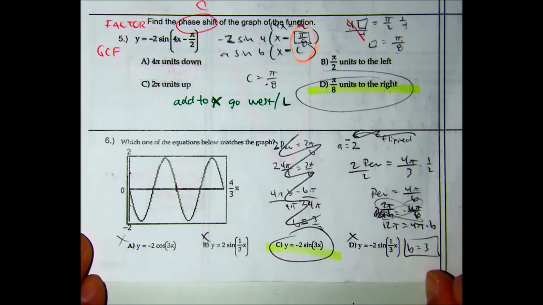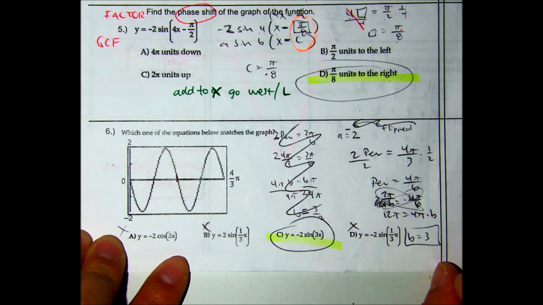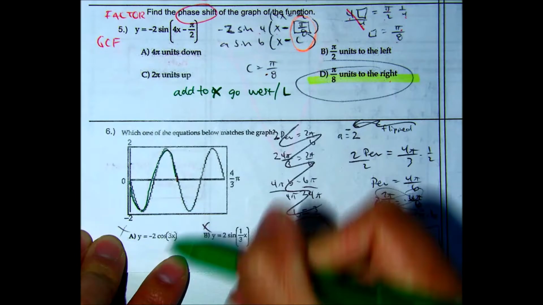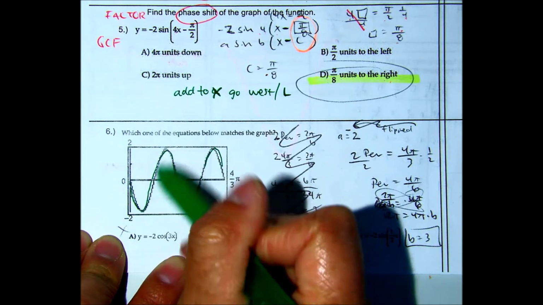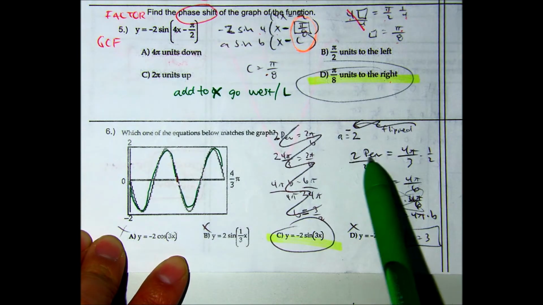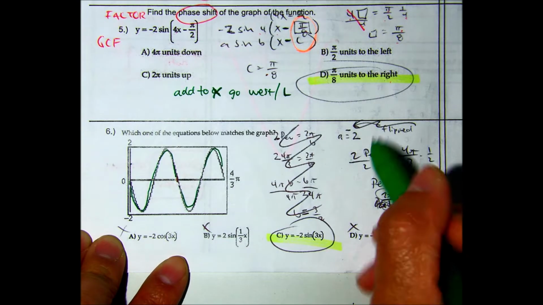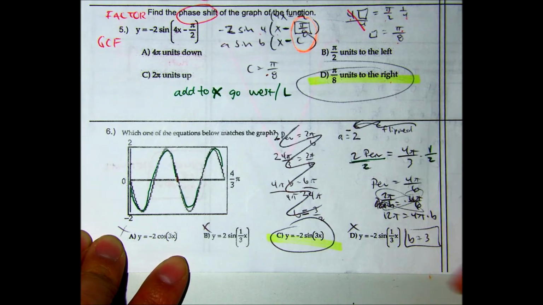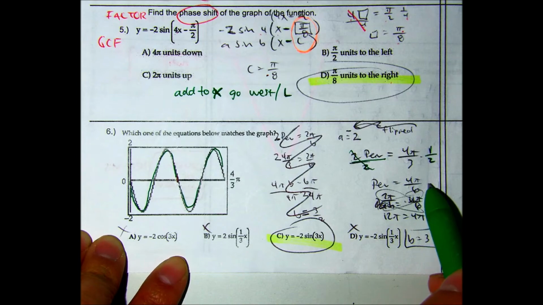Question number 6. Which of the 2 equations below matches the graph? If you notice, I recognize that the graph has 2 of them. So this graph has, it's repeated twice. So we can say that the period, 2 periods equals, well, it finishes by 4 pi over 3. If I divide both sides by 2 here, and the reason why I do that is I get 1 period is 4 pi over 6.